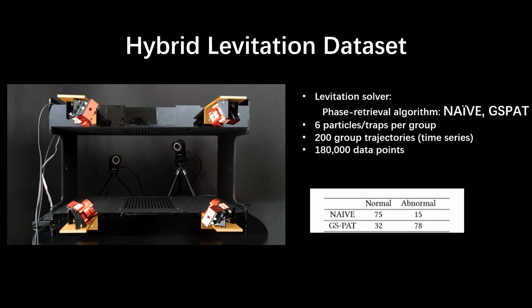It is worth noting that levitation solvers play a crucial role in shaping the sound field and generating the levitation traps. We selected two representative solvers, naive and GSPAT. They both estimate the phase at the trap point and compute the phase of transducers using backward propagation. The naive algorithm assumes all points share the same phase, while GSPAT iteratively optimizes the estimated point phases.